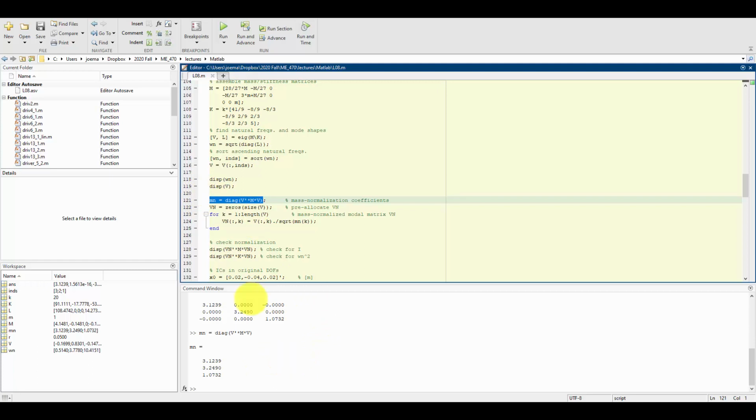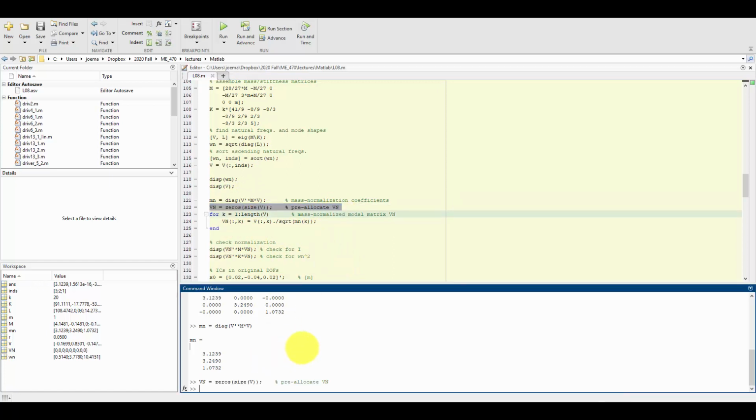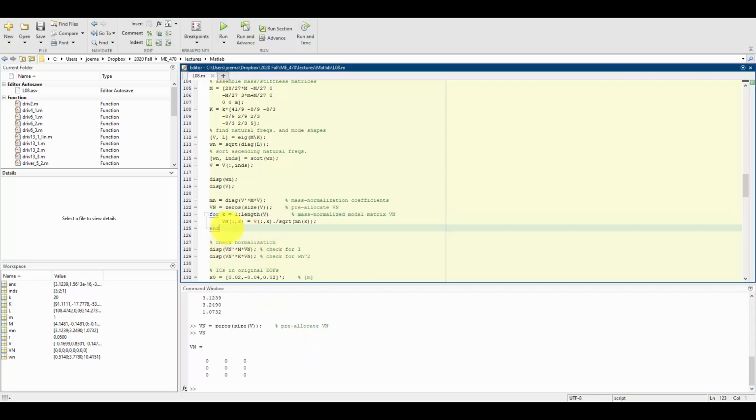Now I am ready to assemble my mass-normalized modal matrix. So I will pre-allocate. I'm going to call it Vn in this code here. So I know it's also going to be a 3x3 matrix. So what I'm going to do in this small loop is take my original modal matrix column by column, and I will divide each column by the appropriate mn value, that mass normalization coefficient. So in this loop, I'm going to go first column, second column, third column.